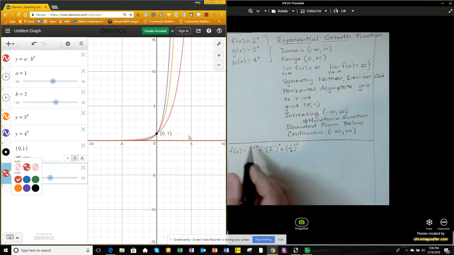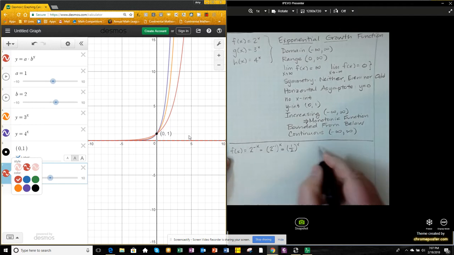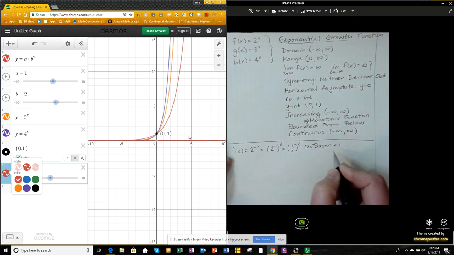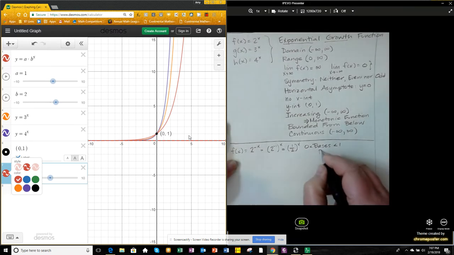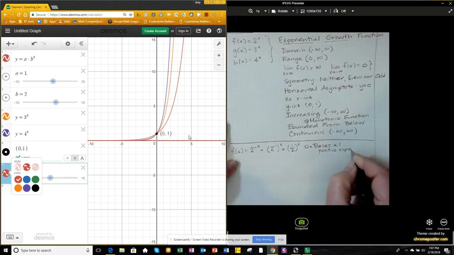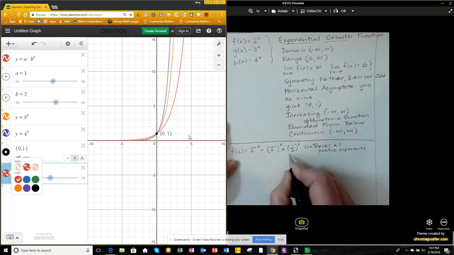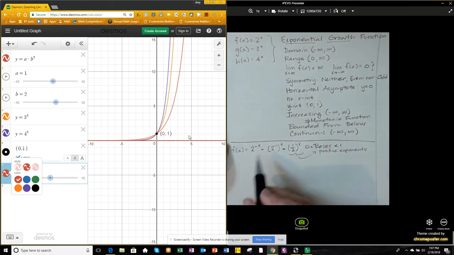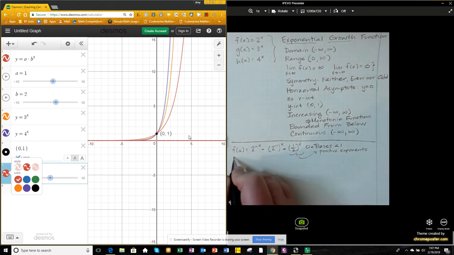And that these would be bases that are between 0 and 1, with positive exponents. Now, when I say positive exponents, I'm talking about this, you know, last case here. Because you can have an exponent that's negative.